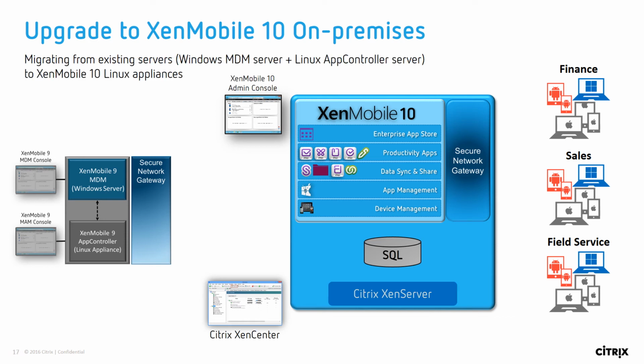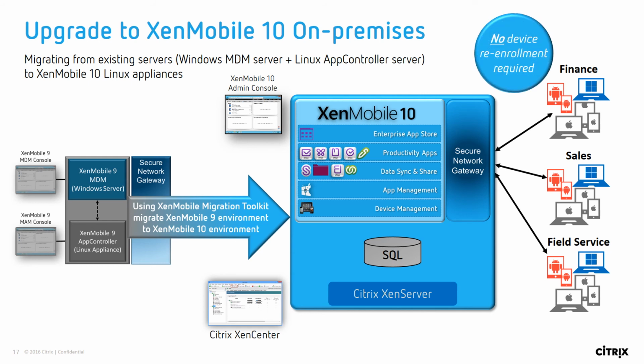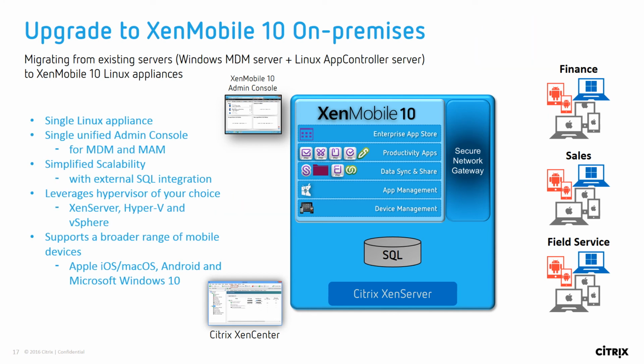Once you have the infrastructure in place and the XenMobile 10 appliance installed, use the XenMobile Migration Toolkit to start migrating your users from your existing on-prem Windows MDM server and Linux App Controller server to the XenMobile 10 Linux appliance. Again, this is a really good opportunity to fine-tune your existing policies and to take advantage of new features in XenMobile 10. So while you have to manually reconfigure your policies, no device re-enrollment is required. And that's the upgrade to XenMobile 10.